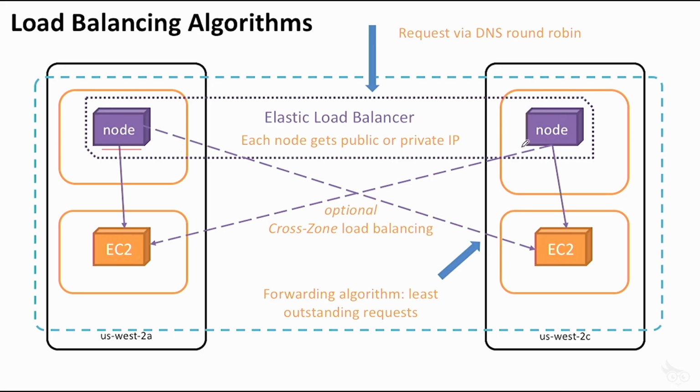So we have these multiple nodes. Each one of them will get its own IP address. If you're using an internet-facing ELB, these nodes will get public IP addresses. If you're using an internal Elastic Load Balancer, then these nodes will get a private IP address. As requests come in from either the internet or a private service, once they reach the load balancer, they are distributed between these nodes via DNS round robin. It's essentially going back and forth between these nodes.